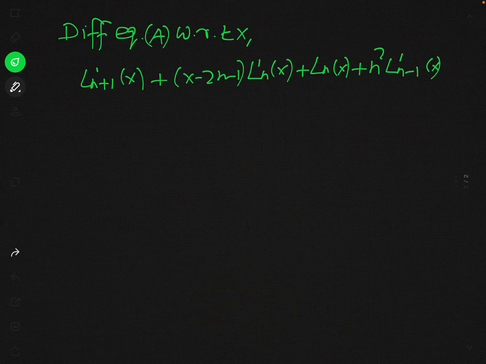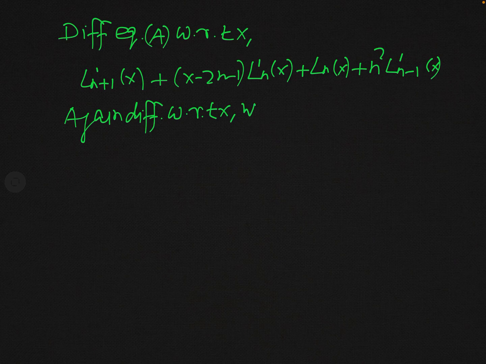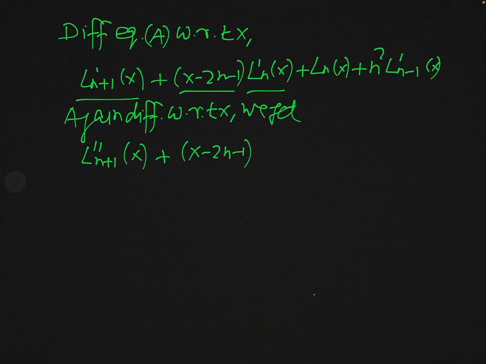For that we will again differentiate this equation with respect to x. So again differentiating with respect to x, what will you get? You can see the derivative of the first term will be ln plus 1 double prime of x. This is the second order derivative. And plus, again you can see here is a product of two functions. So the first term will be (x minus 2n minus 1) ln double prime of x. And then we will differentiate x minus 2n minus 1, which will be in fact 1, and the remaining term will be ln prime of x.